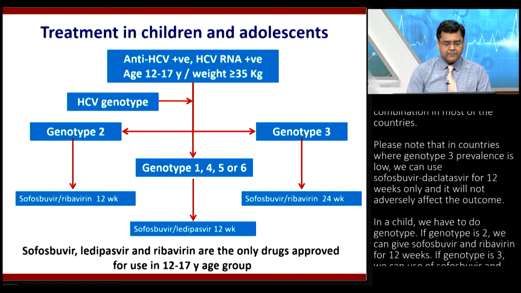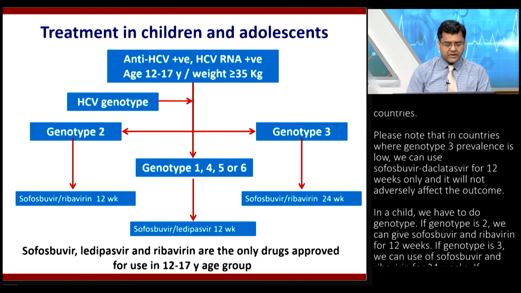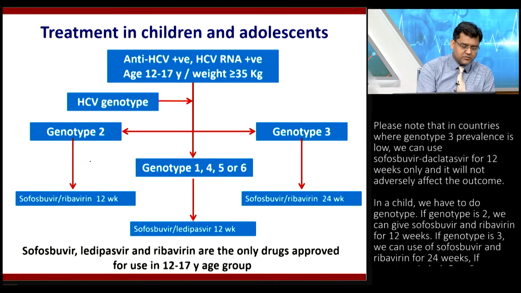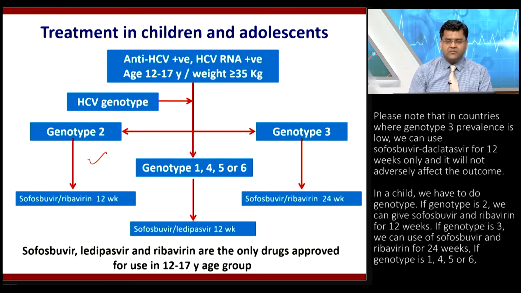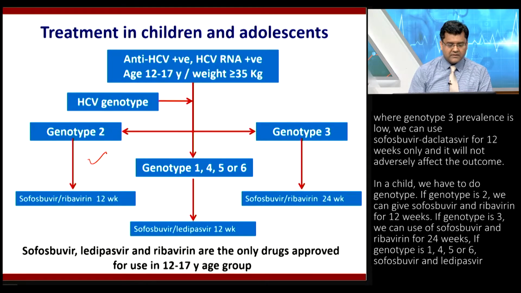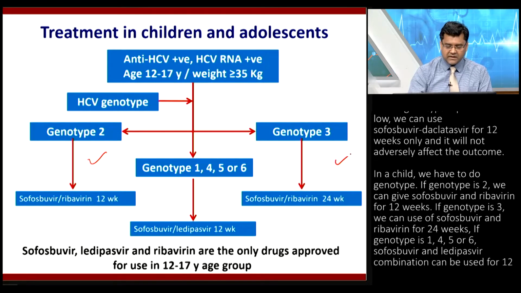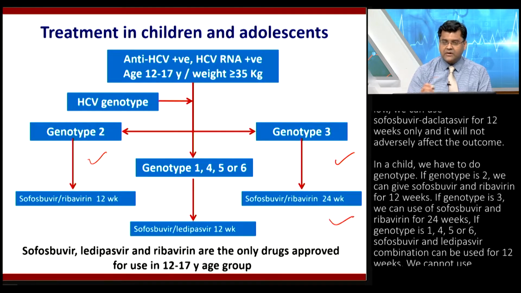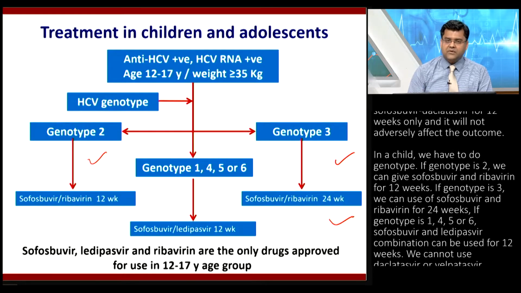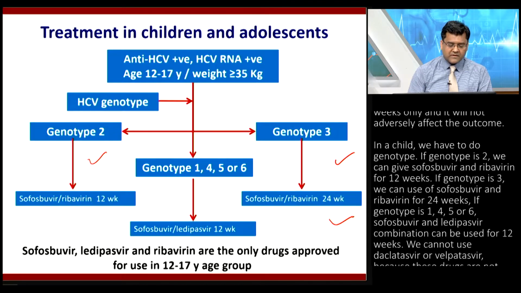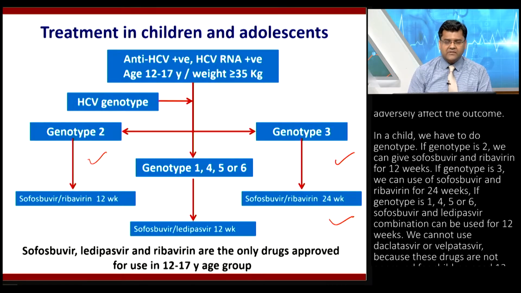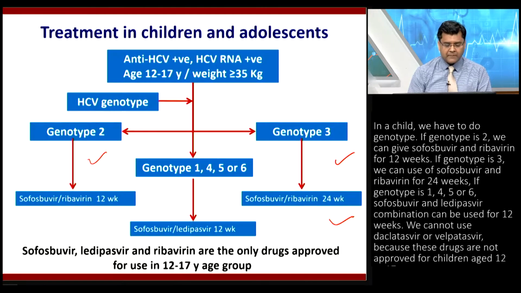In a child, we have to do genotype. If genotype is 2, we can give sofosbuvir and ribavirin for 12 weeks. If genotype is 3, we can use sofosbuvir and ribavirin for 24 weeks. If genotype is 1, 4, 5 or 6, the sofosbuvir and ledipasvir combination can be used for 12 weeks.